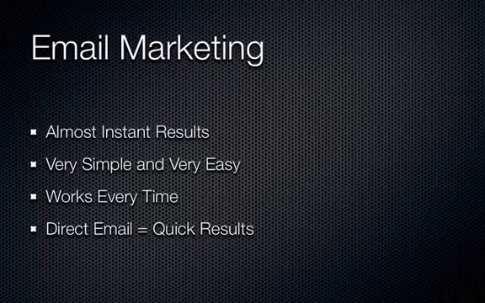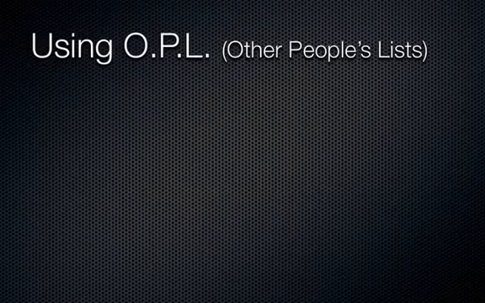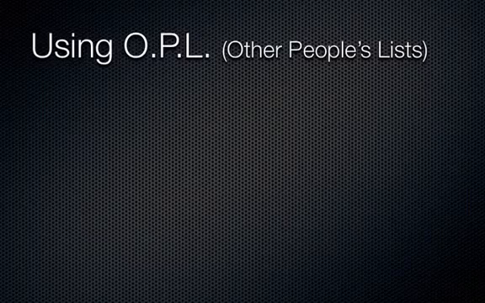Now, by this time, you might be saying, Vic, it makes sense, but I don't have a list. How can I email people if I don't have a list? And that's a very good question. With the 48-hour cash machine, how I do it, and this is really cool, and perhaps you haven't heard about this method yet, is we're going to use OPL. It's other people's lists. How cool is that? Even if you don't have a list of your own, even if you don't have an autoresponder, you can still make a ton of money by doing this, because we can use other people's lists.